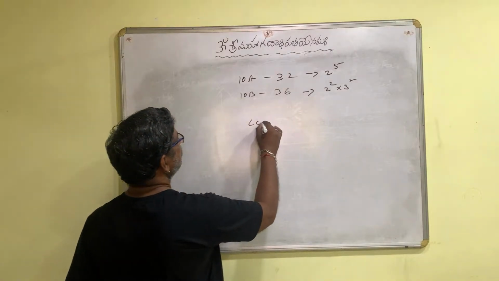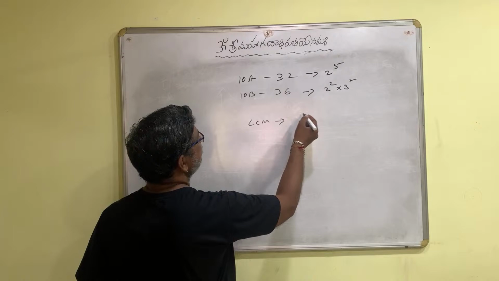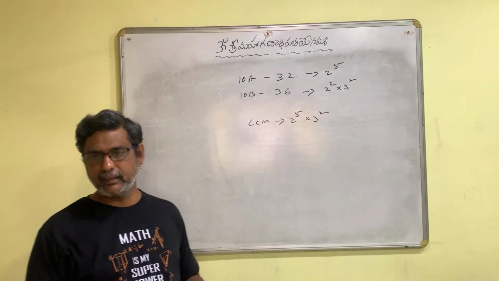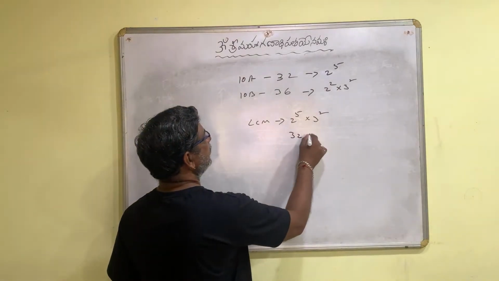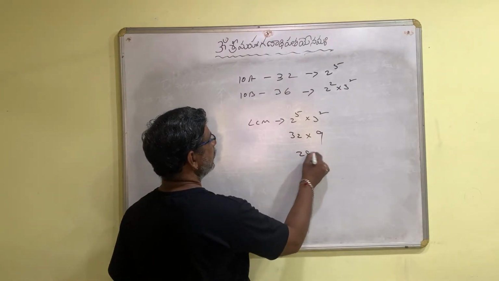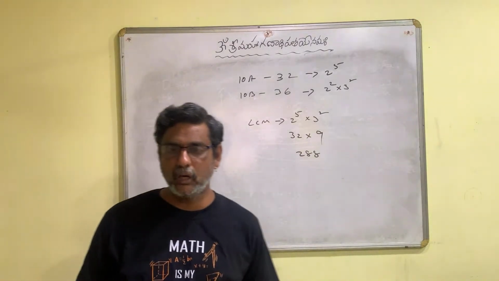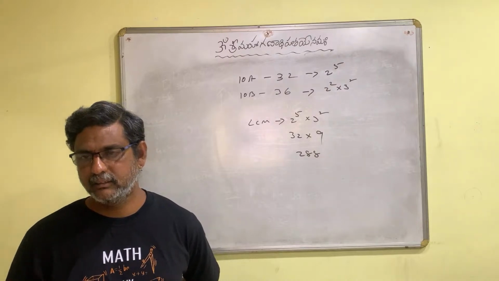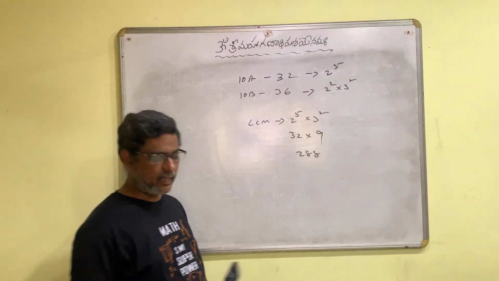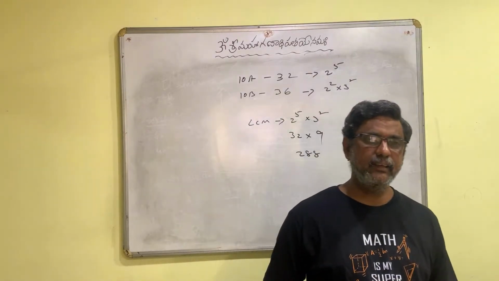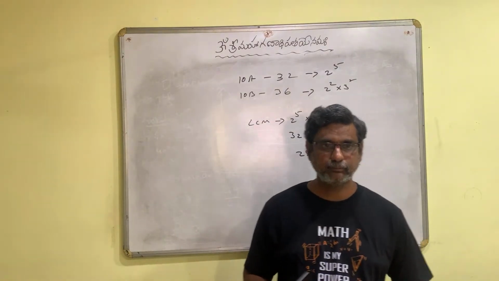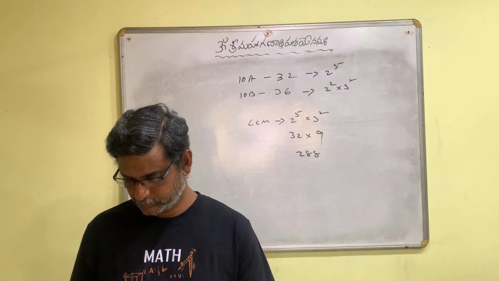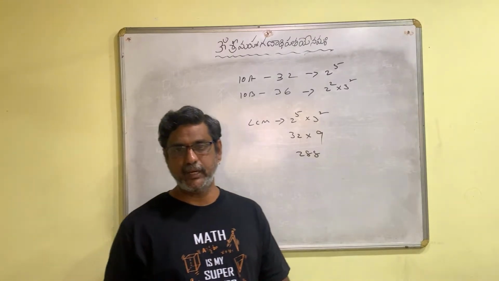LCM is what I told, different prime factors with highest powers. So 2 power 5 into 3 square, that is 32 into 9, 288. So 288 books are needed for the class library so that each and every student can get an equal number of books. Okay, children. Next question.